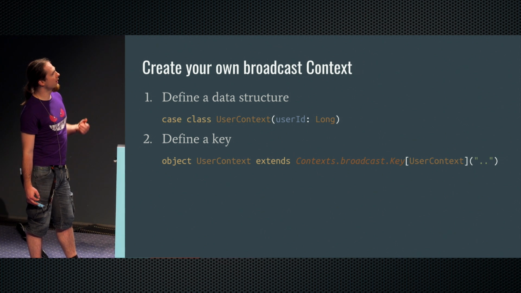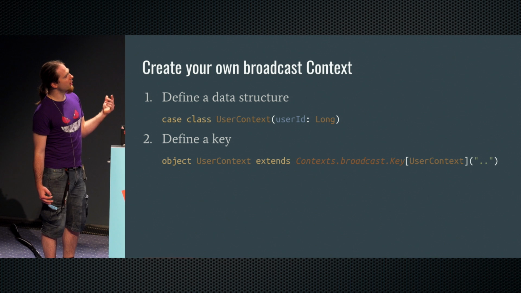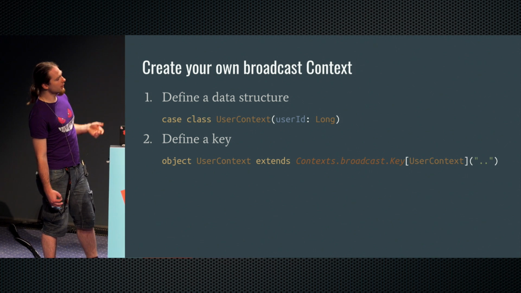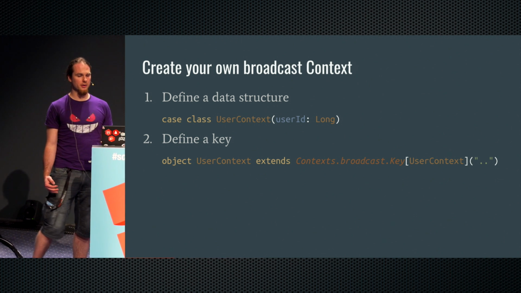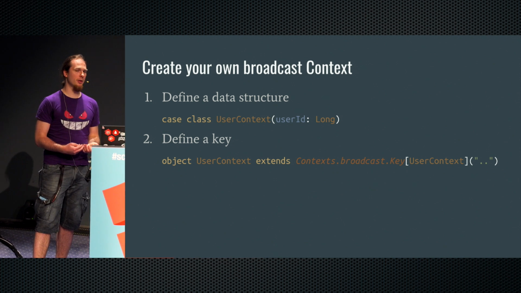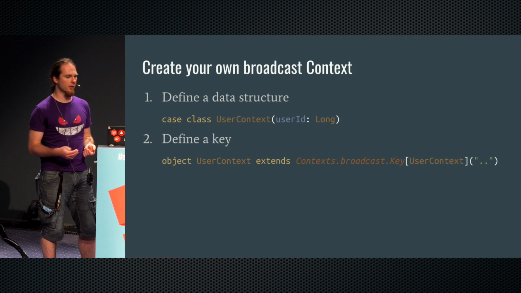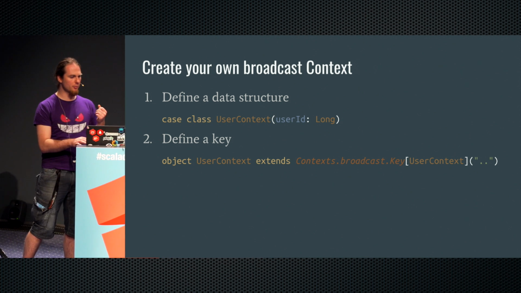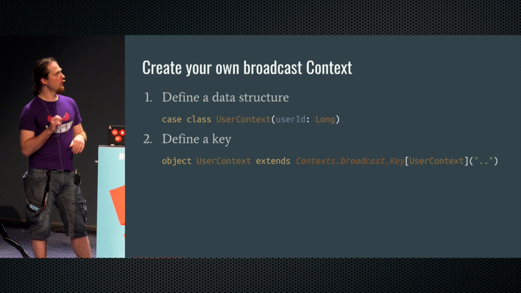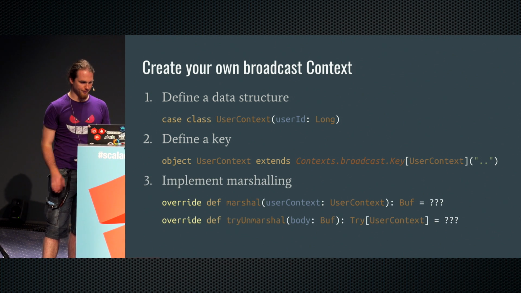You have to specify a key. The key first takes a type parameter, which is the actual context. So in this case, it's a user context, and then you give it a string as an identifier. And best practice here is to use the fully qualified class name, so you don't get any naming collisions. And this is used by Finagle to look up your request context in the request.